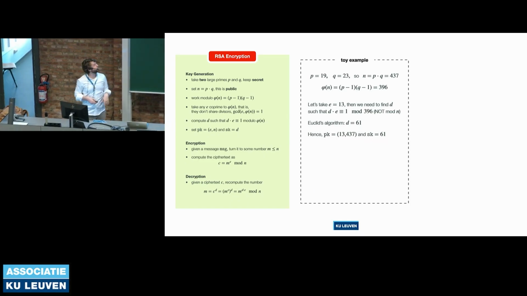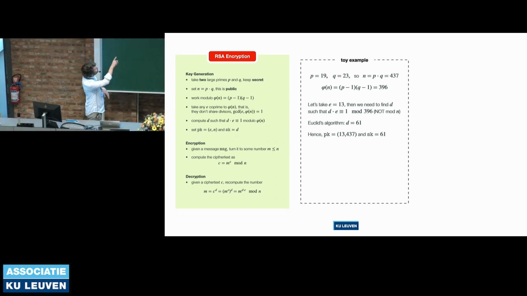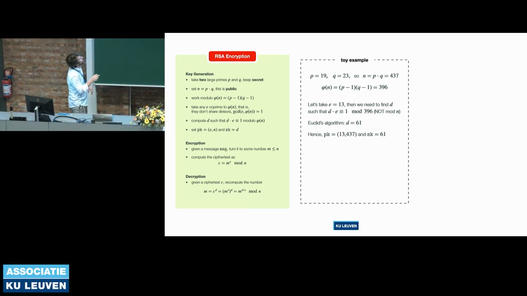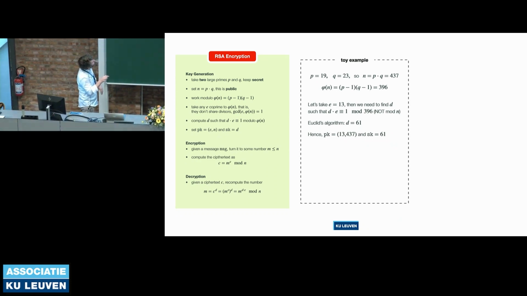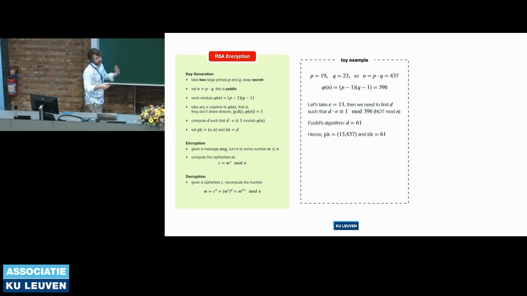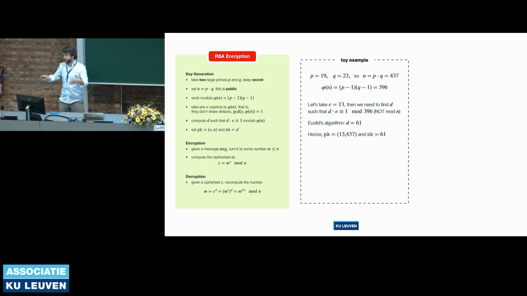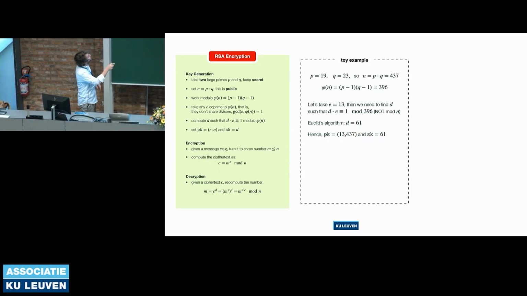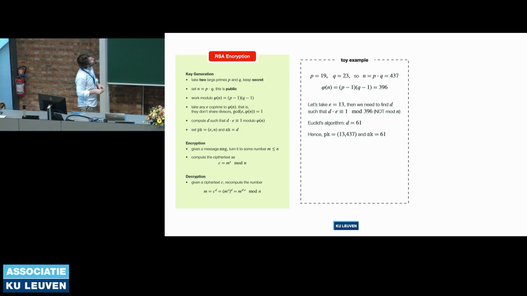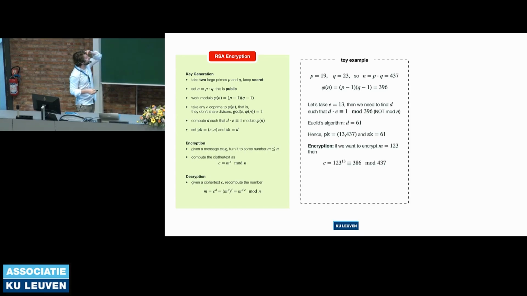Then you can apply this algorithm to find d, modulo this 396. If you are a first-year student, you will always pick modulo n for some reason. But make sure to do it modulo this phi n. That will give you d is 61. And so your public key is really just that e, 13, and p times q, 437. And your secret key is 61. And then the encryption is just raising to the power and using modular arithmetic.